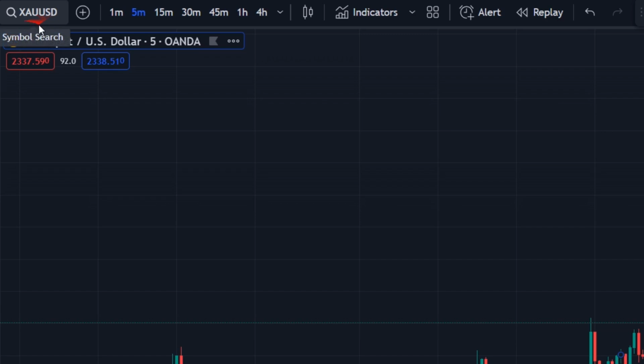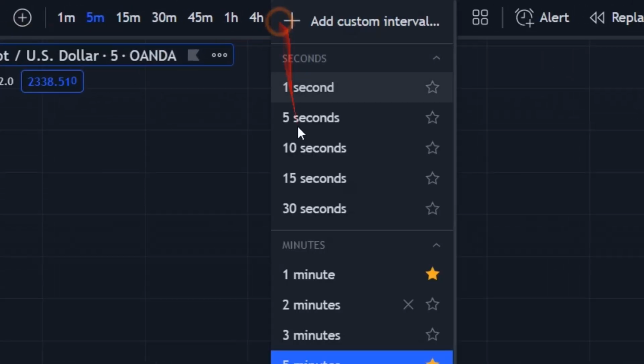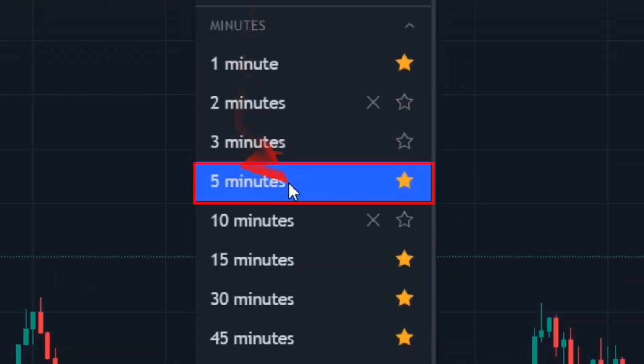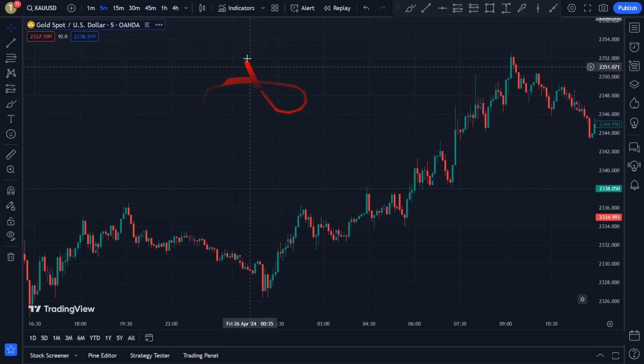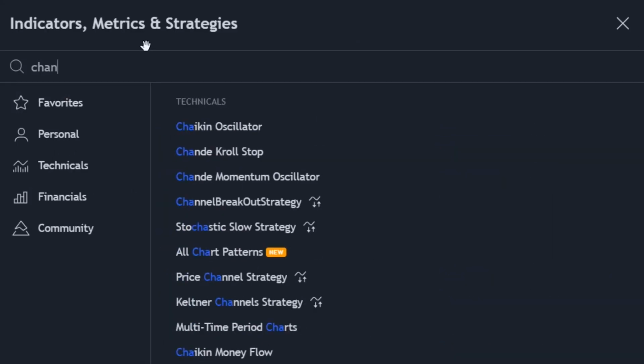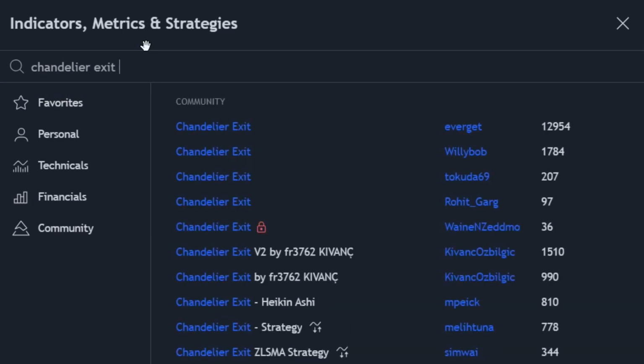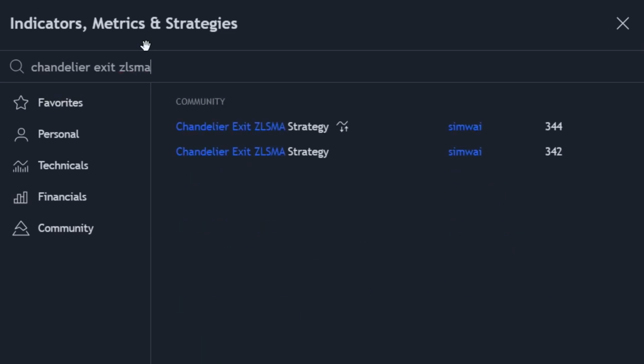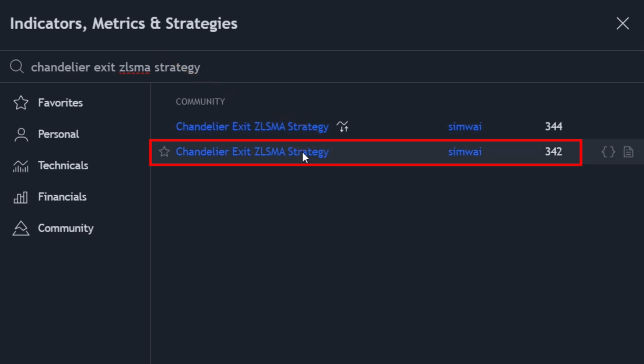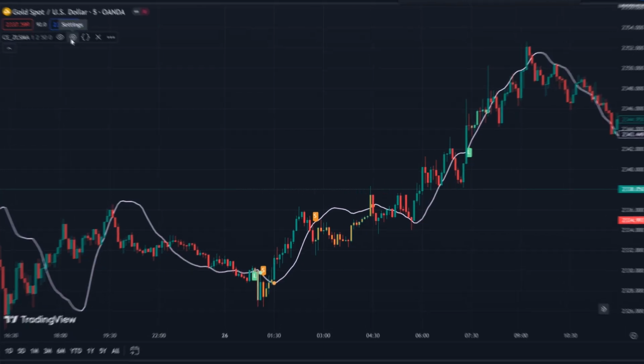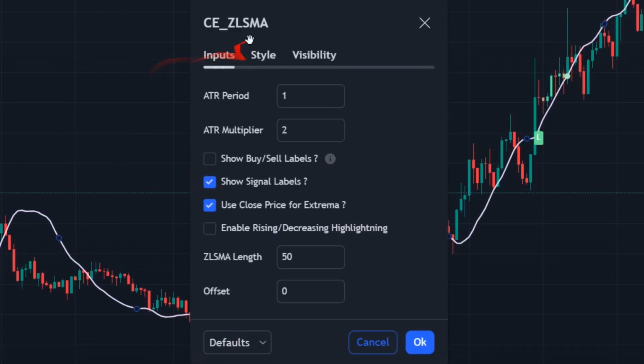After selecting your symbol, as I mentioned, set the time frame to 5 minutes and then add the first indicator to the chart. Go to the Indicator tab and search for Chandelier Exit ZLS SMA Strategy and click on it to add it to the chart. Now let's change its settings.